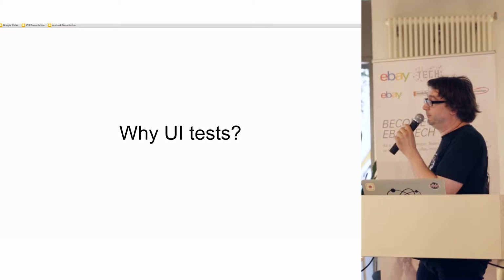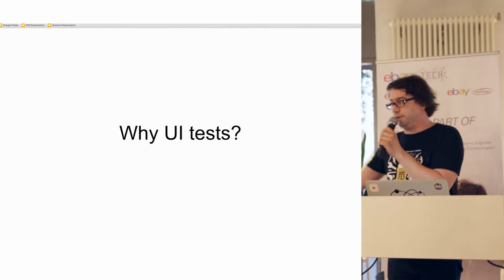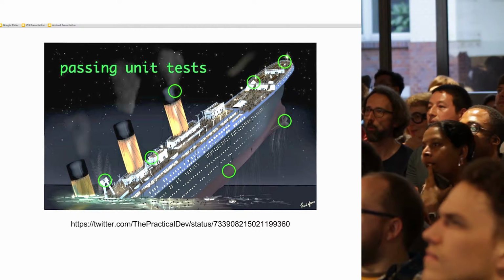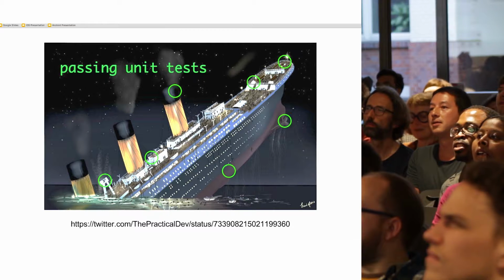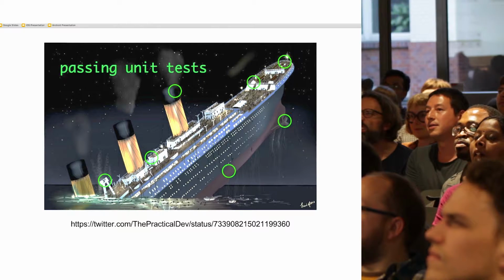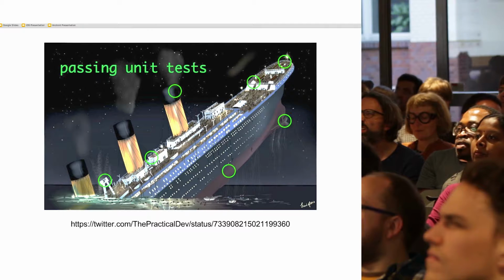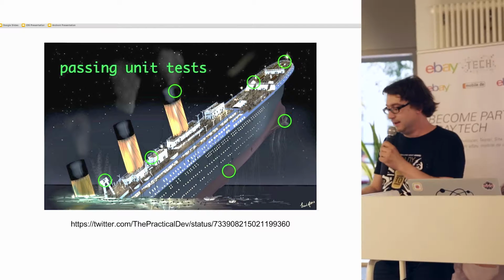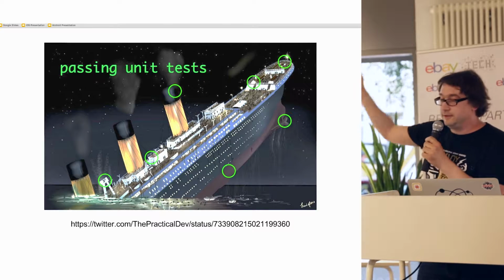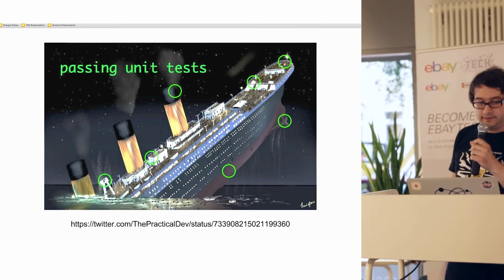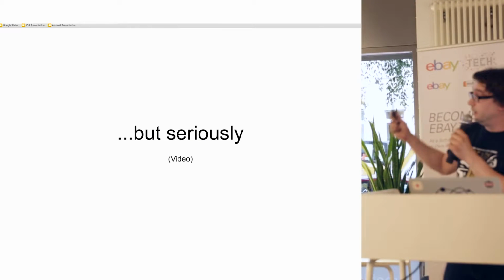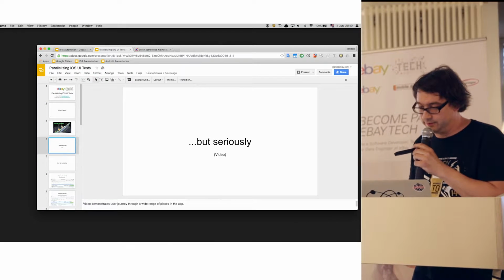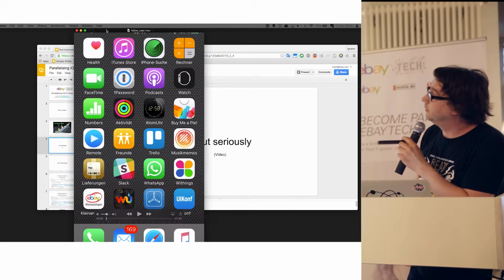Why UI tests? If I would put it into one picture, it would be this one. You see, the propeller is working, it has a unit test. The chimney is working, it has a unit test. So loads of other stuff is working, it has a unit test, but the ship is sinking nevertheless, because somehow you didn't test the whole system. Let me show you a video to really demonstrate what I mean.